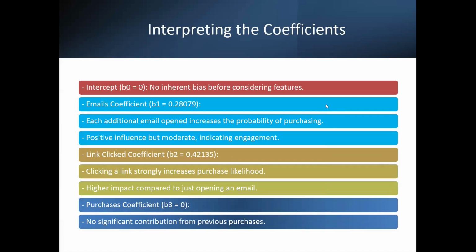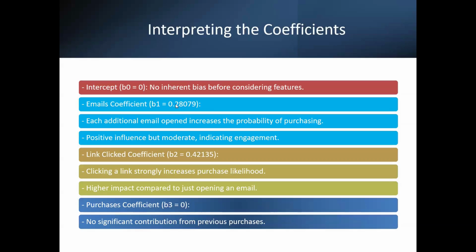Interpreting the coefficients. Intercept B0 equals 0, meaning no inherent bias before considering features. Emails coefficient B1 equals 0.28079. That is the result we got using the solver. That means each additional email opened increases the probability of purchasing. Positive influence but moderate, indicating engagement.